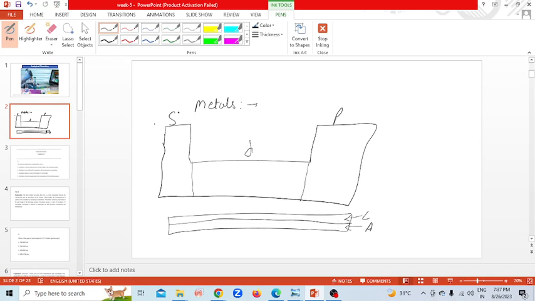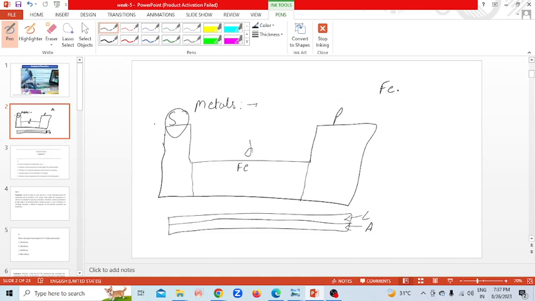So why are the names like S, P, D? Because electrons are filling in the S orbital, P orbital or D orbital. Suppose you are taking iron, so iron will be here. It will give you an outer view of how it is useful in analytical chemistry.